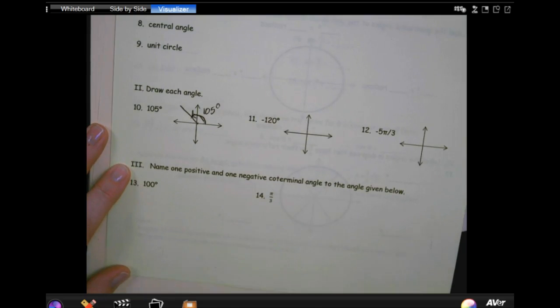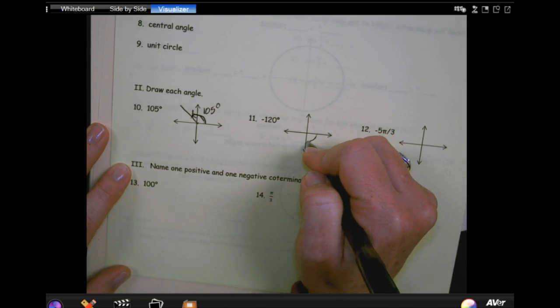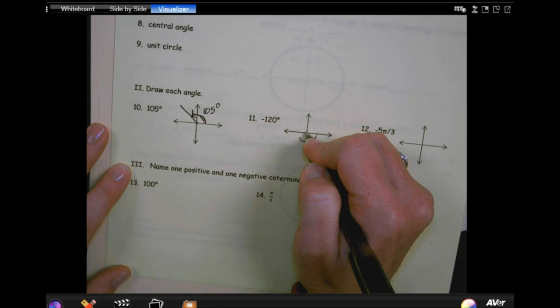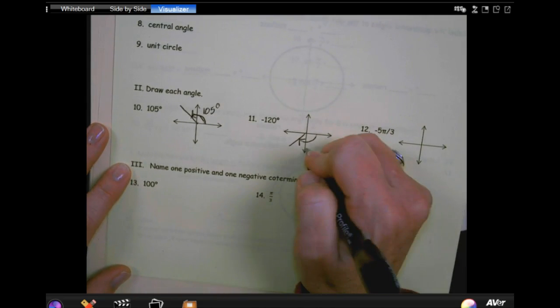The negative, I know, that's what I'm saying. This test is not hard at all. Negative 120. We start at 0. This goes to 90, so this is another 30. You have to have the arrow to show me I went negative, so this is minus 120.